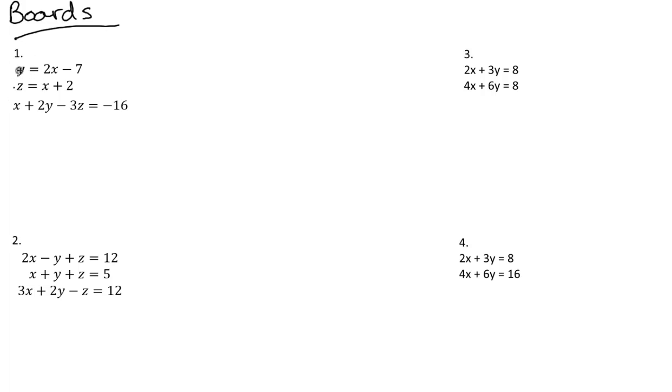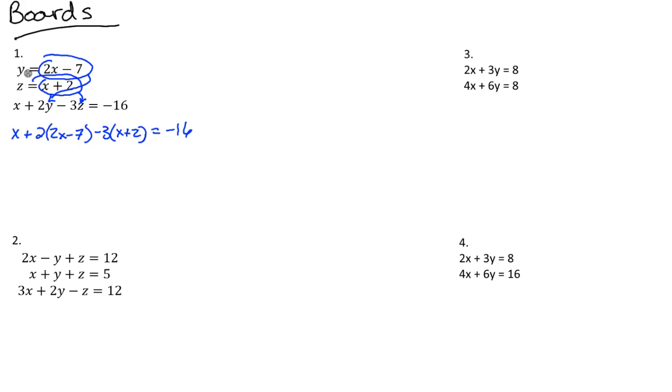And welcome back. All right, here we go. Whoa, this has got 3 equations and 3 variables. That's good. But notice that these are already solved for the x's. So actually this one will be valuable with substitution. So 2x minus 7 goes in for y, and x plus 2 can go in for z. So we actually have x plus 2 times 2x minus 7 minus 3 times x plus 2 equals a negative 16.